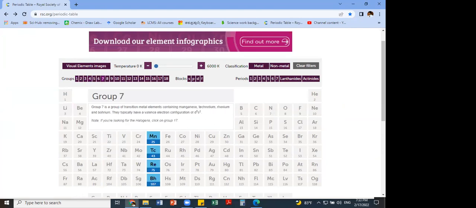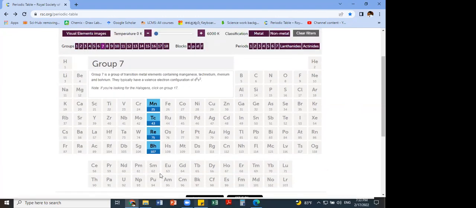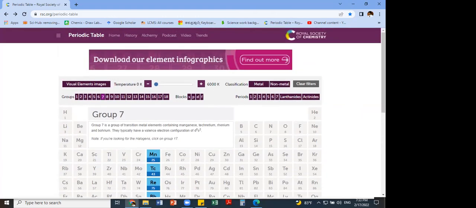And there are 2 rows at the very bottom because they are not directly connected to the main periodic table. If they were inserted in the middle, the periodic table would become horizontally very lengthy. That's why they are given at the bottom separately. That is called F block elements. Right?